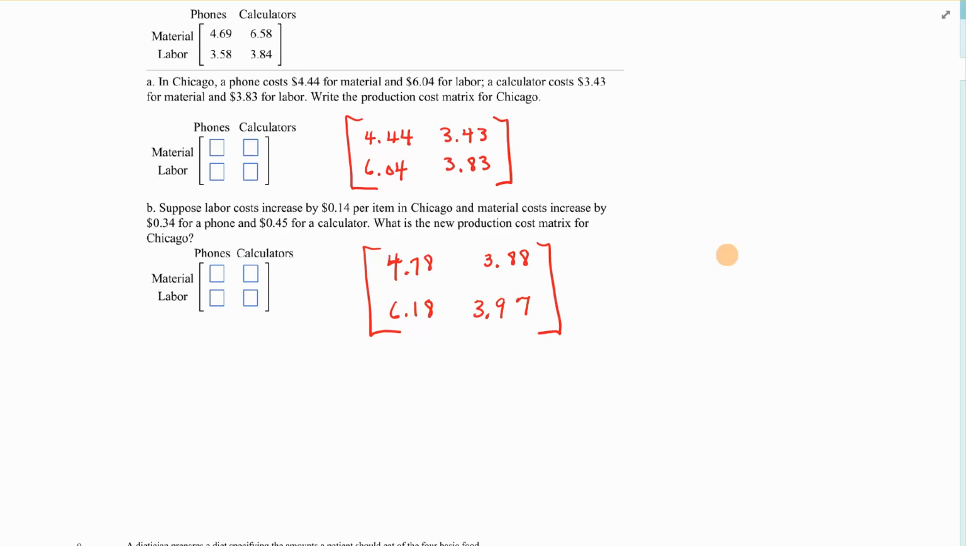And then the 34 gets added to this one because this is the phone. And 45 is getting added to this one because that's the calculator. And you end up with your new matrix.